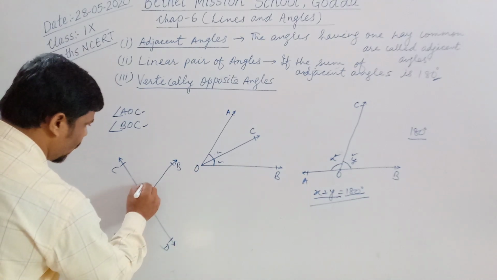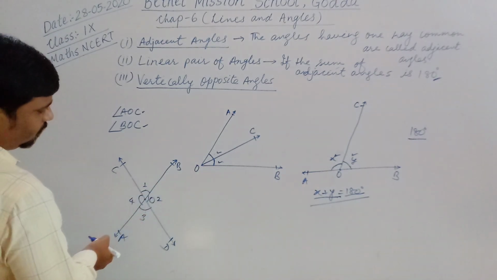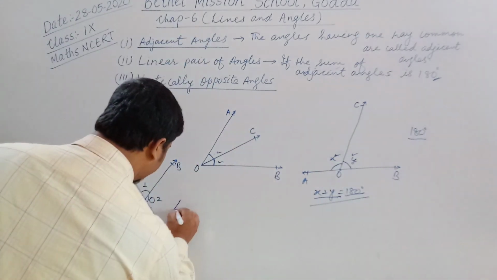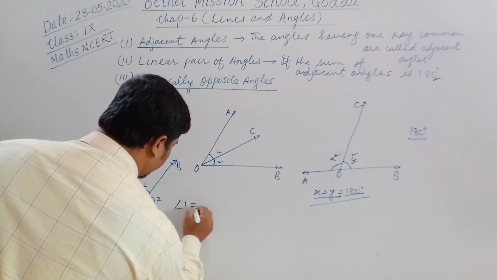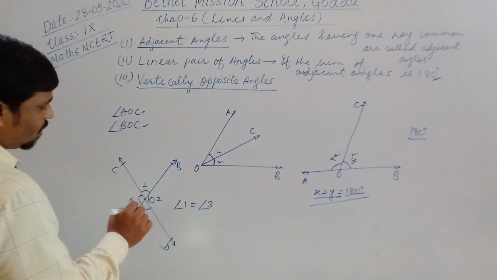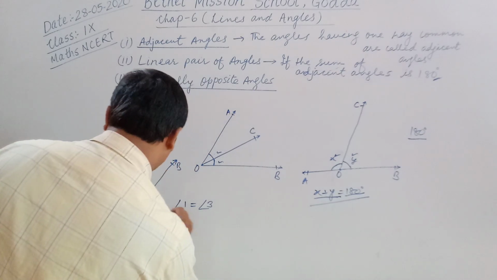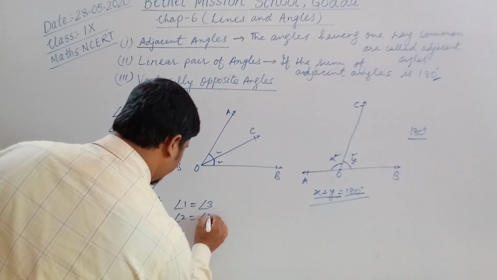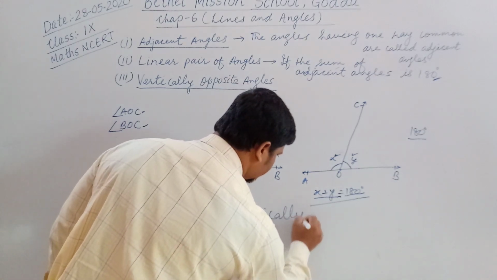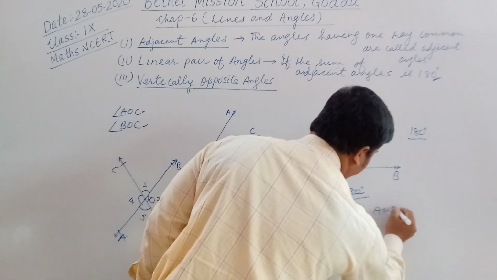We can name them 1, 2, 3, 4. Angles 1 and 3 are vertically opposite angles, 2 and 4 are vertically opposite angles. Angle 1 is equal to angle 3. Vertically opposite angles are equal to each other. Likewise angle 2 and angle 4 are vertically opposite angles.